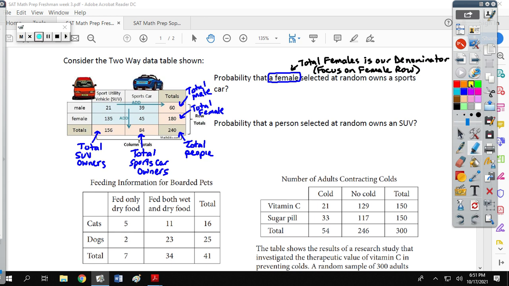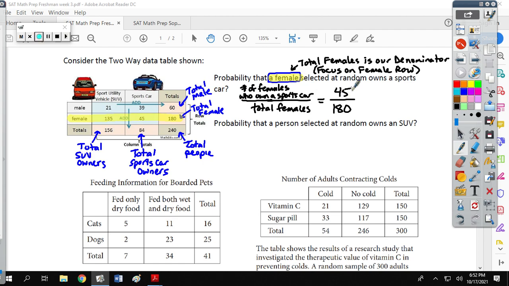Okay, so we're going to go into our table, and we are going to locate the female data, this data here in the female row only. Because the probability that a female selected at random owns a sports car would be the number of females who own a sports car over the total number of females. So we already pointed out the total number of females. The total number of females is 180. And the total number of females who own a sports car, well, that would be the 45.